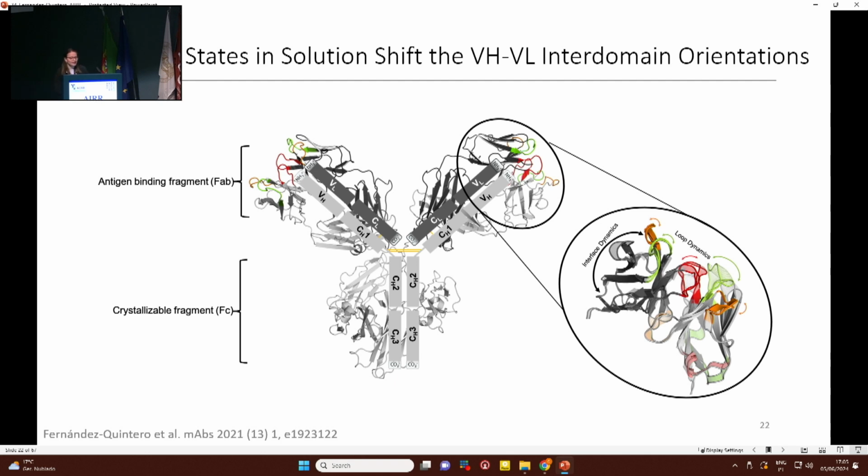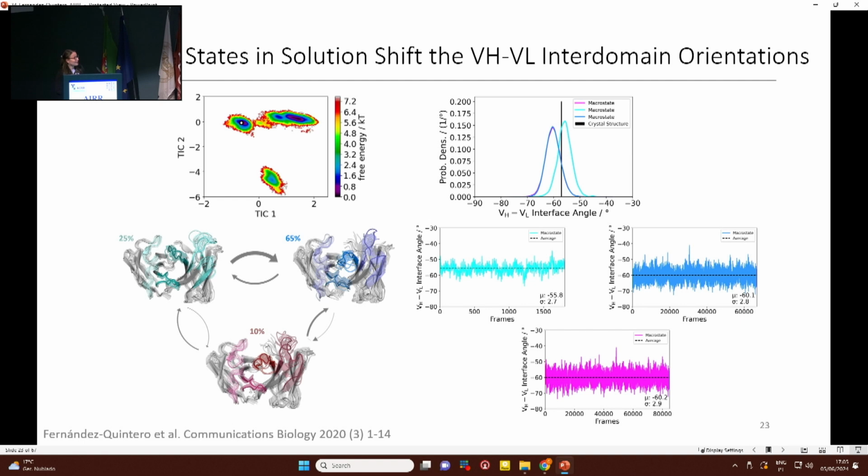We were wondering whether all loops might actually be correlated and influence each other. That's why we decided to describe the antigen binding site as so-called paratope states in solution that can shift the relative VH-VL orientation towards each other. This is one example where you can see different paratope states, different CDR loop conformations as states that actually reveal different relative interdomain orientations.